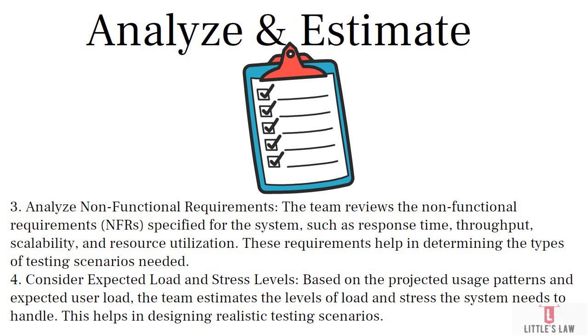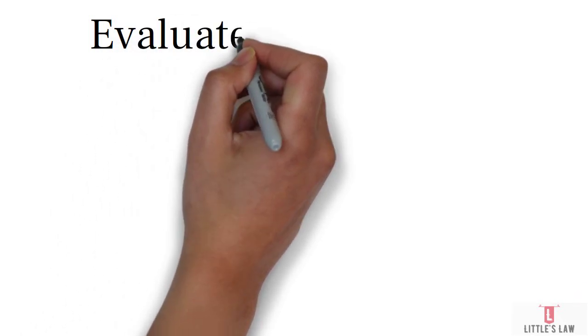Talking about an example for this, based on the historical data and the market research, the team must estimate the expected user load and the stress levels the website might face, such as the peak hours during sales events or any promotional campaigns. So, that's about the analysis and the estimation. And now, moving on to the next part, which is the evaluation and prioritization.